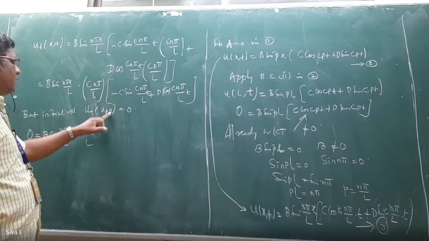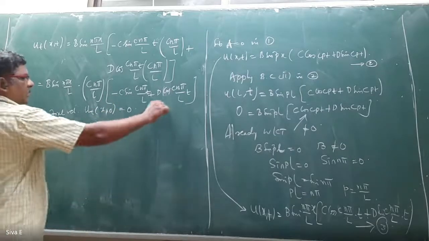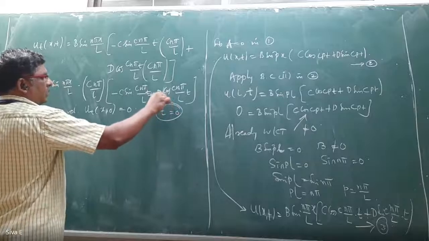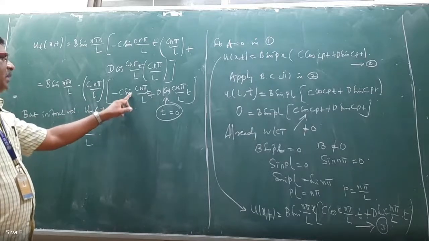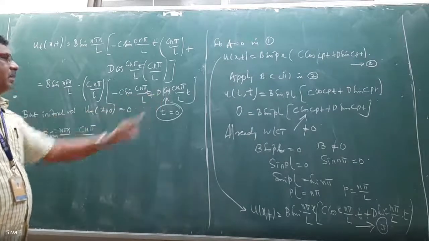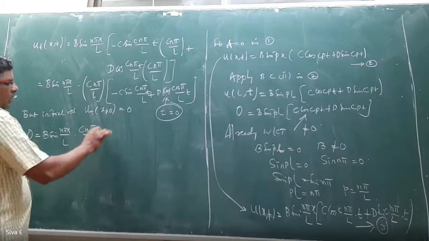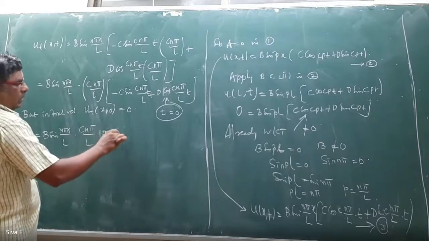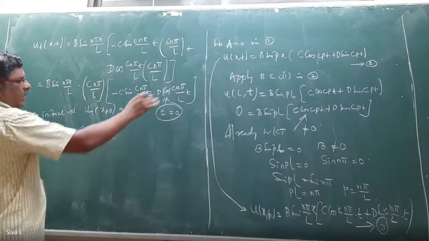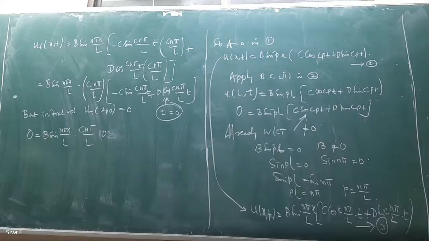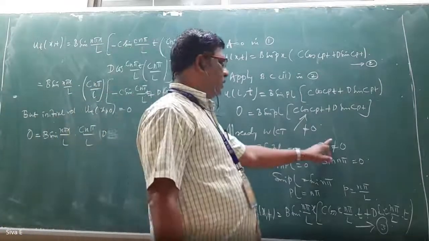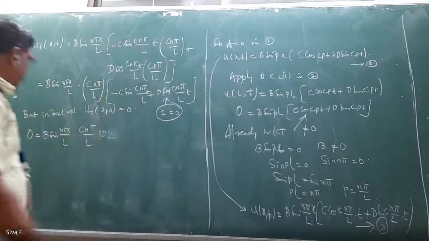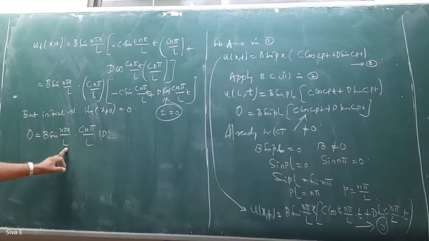Leave it, because we have to substitute t equal to 0 here. So t equal to 0 means the sine will be 0. Only this will be there, so only d will be there. Already we take it that b is not equal to 0. Here also we write that b is not equal to 0, and sin(nπx/L) is not equal to 0.